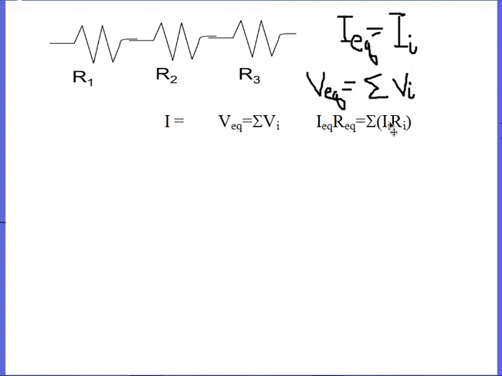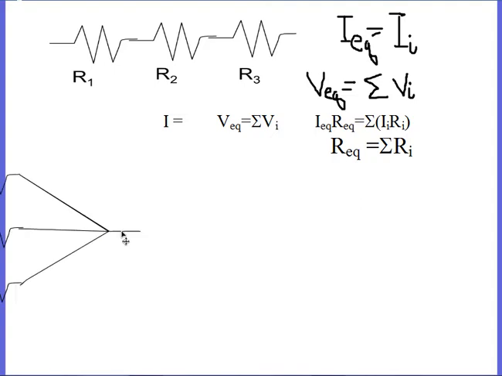And so the equivalent current times the equivalent resistance, which would be the equivalent voltage drop, is equal to the sum of the individual voltage drops. But of course the I's are all the same, so that falls away, and you have that result, that the equivalent resistance here would be the sum of these three resistances. Woo! What a lot of work for nothing!